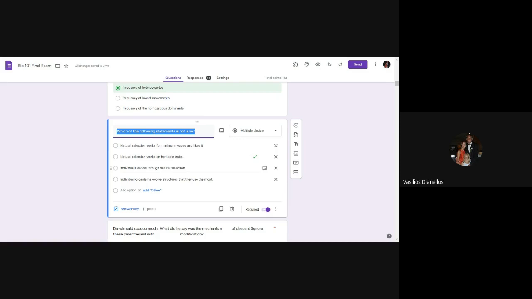Here's one that sadly people got wrong, and this is the choice they chose. Many people chose this, and it upsets me because I've emphasized this so much throughout the semester. Individuals evolve through natural selection. No, 1,000 times no. Individuals do not evolve. Populations evolve. Think about the moth lab you did. There were white moths and there were dark moths. Not one single moth changed from light to dark or dark to light.